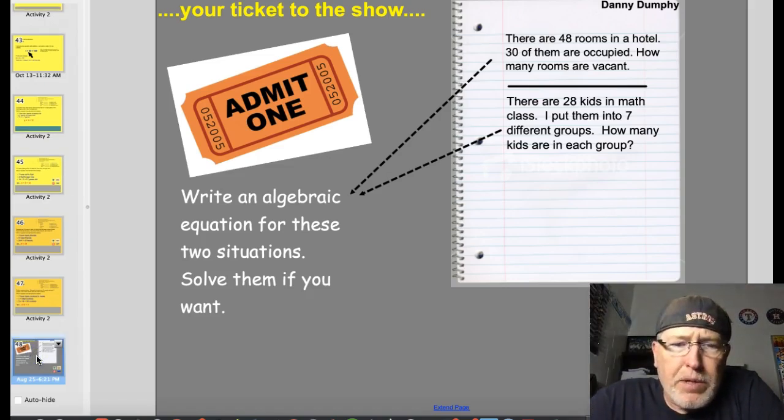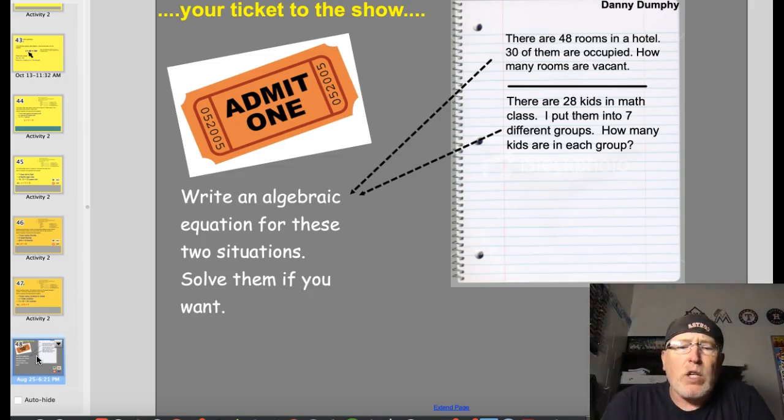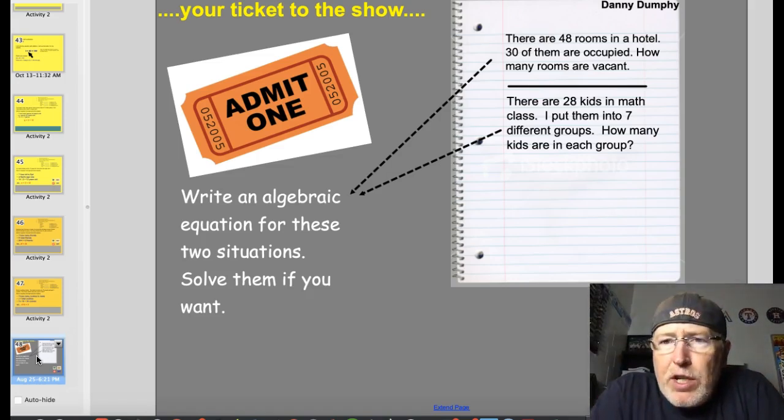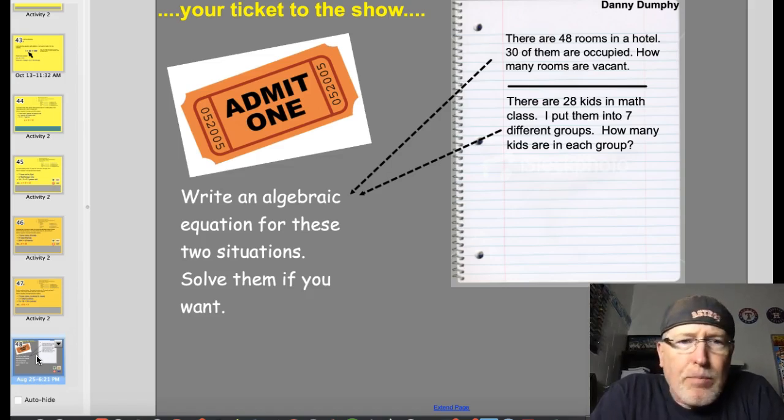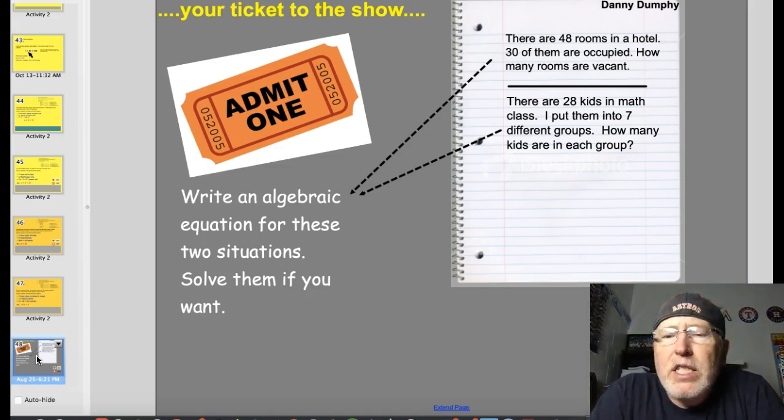Again, I know you're going to be tempted to solve these. That's why I've got the arrows pointing down here. You're just going to write equations for these situations. If you need to solve it to figure out which operation to use to write the equation, that's just fine. But I'm not interested in the solution. I'm interested in the equation.